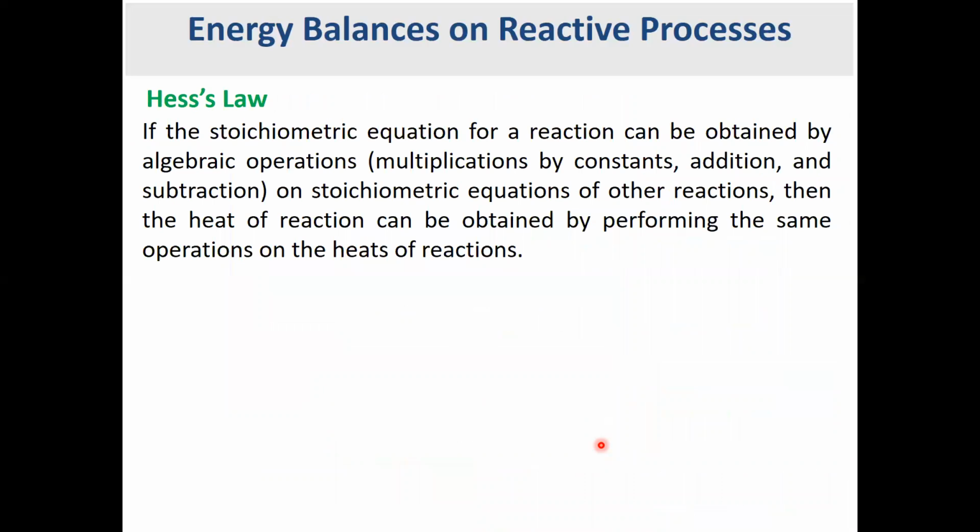And we actually use this law in our calculations all over this chapter. What Hess's law tells us is that if the stoichiometric equation for the reaction can be obtained by algebraic operations like multiplication, addition or subtraction on the stoichiometric equations of other reactions, then the heat of reaction can be obtained by performing the same operations on the heats of reaction. So it's better I show you in terms of some examples.